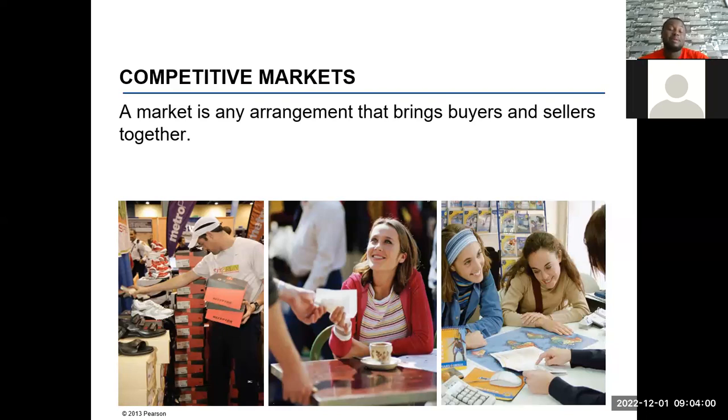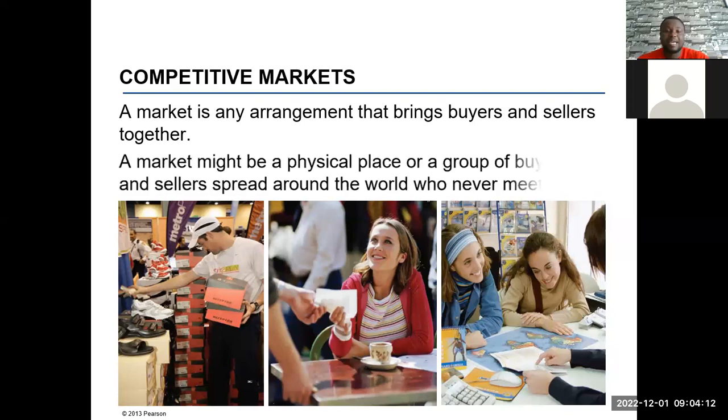That's why we have online markets. You don't see people going there, but we have people all around the world buying and selling online at the same time. So that's an arrangement that is bringing the buyers and the sellers together. Okay, so as stated here, it's even possible that the buyer might never see the seller, but it's a market. It's just the arrangement that brought them together that makes it a market.